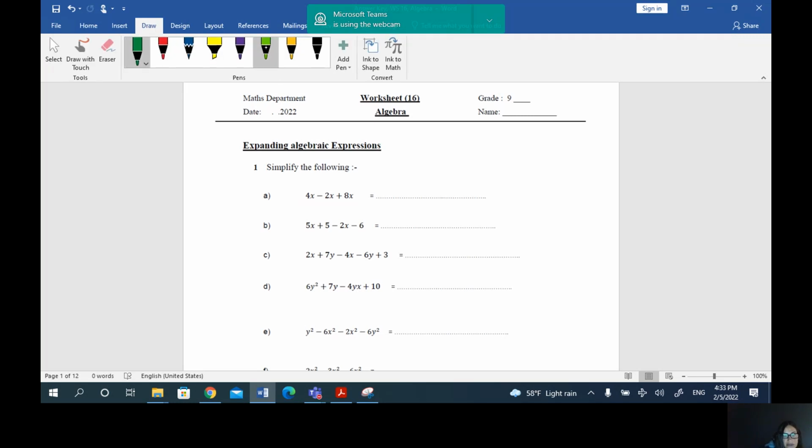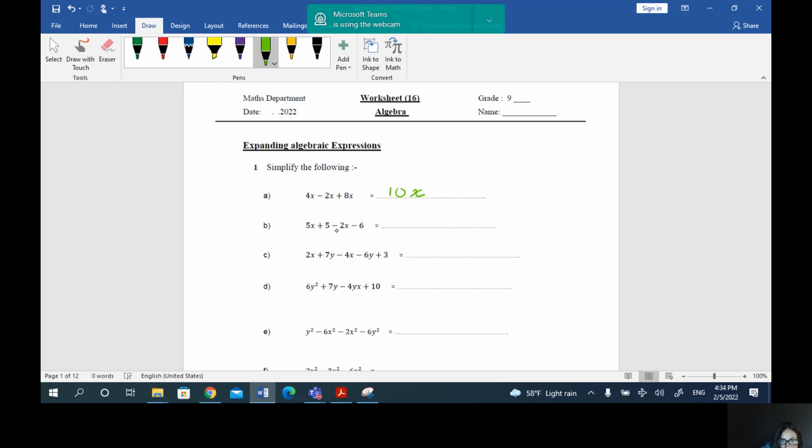All right. So 4x minus 2x plus 8x. They are all like terms. So you start from the left. 4x minus 2x is 2x. 2x plus 8x is equal to 10x.